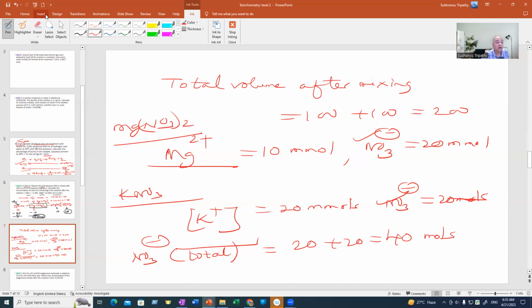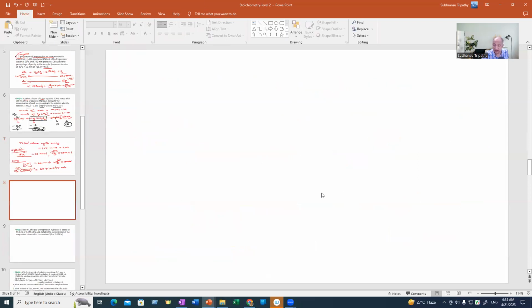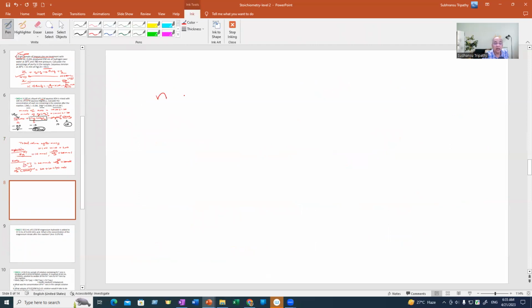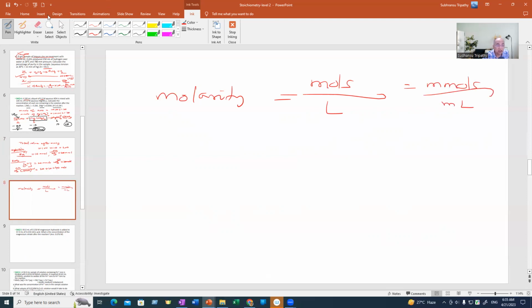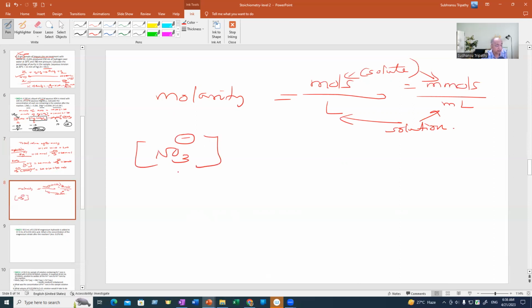So let me write down the same thing. That molarity, once again, I write molarity is number of moles of solute by liter or number of millimoles of solute by milliliter. So obviously, I'm not writing down the language part. The upper part is for solute and the lower part is that of the solution. It goes without saying. So tell me now, what is the molarity? Once you say molarity, you put a square bracket. That is the concentration in molarity. That is the symbol that we use, put a square bracket of that particular species.